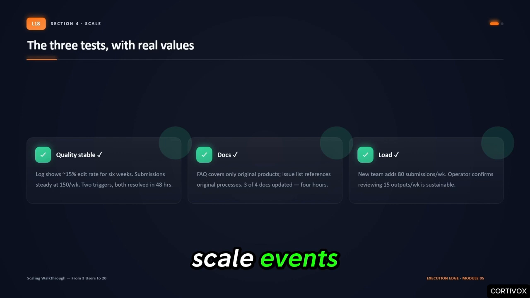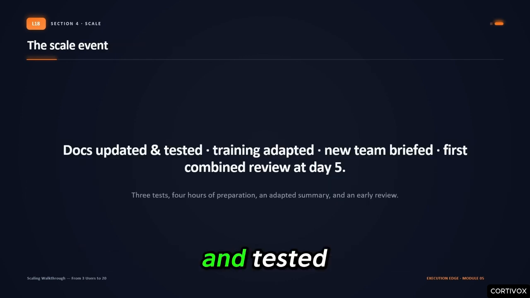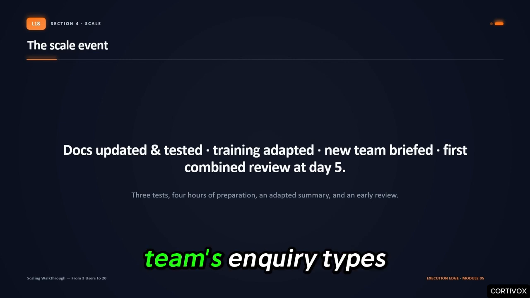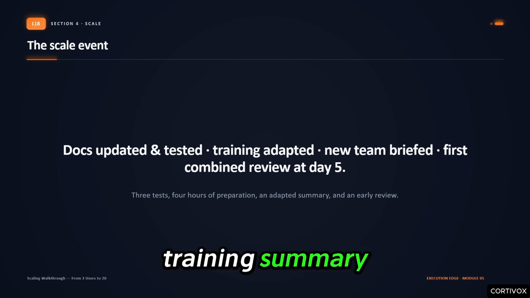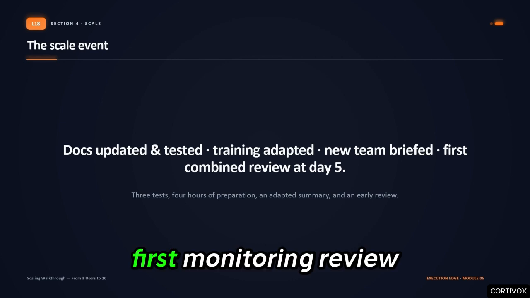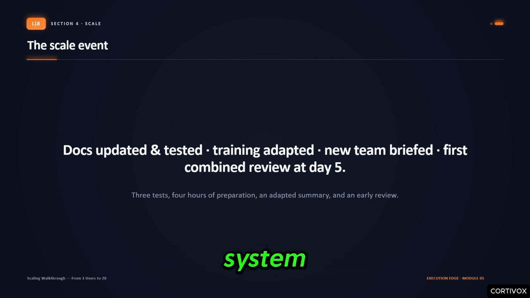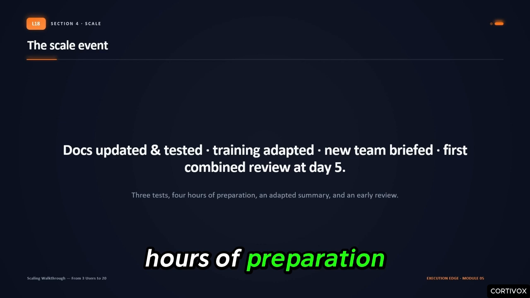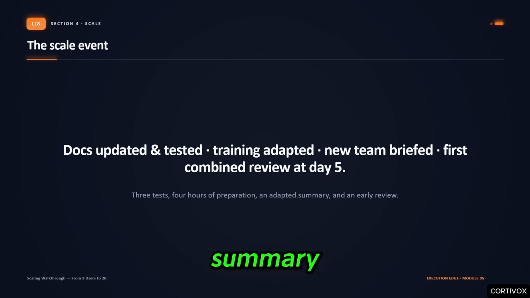The scale event. Knowledge documents updated and tested with 10 inputs from the new team's inquiry types. Training summary adapted for the new team's most common inquiries. New team briefed using the updated training summary. First monitoring review for the combined system scheduled for 5 days after go live, earlier than standard, to catch any immediate issues. That is a structured scaling event. 3 tests, 4 hours of preparation, an adapted training summary, and an early monitoring review.